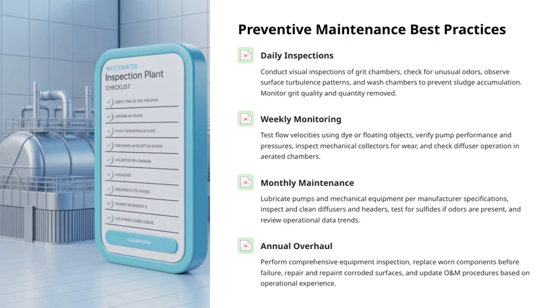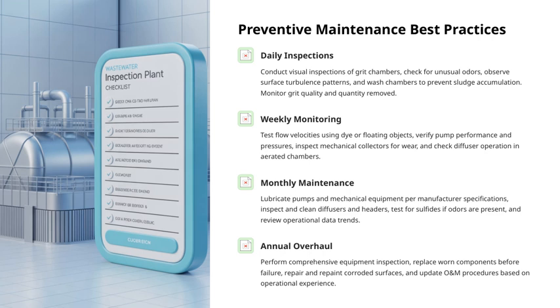And then there's the annual overhaul, which is our comprehensive checkup. This involves inspecting all equipment thoroughly, replacing worn components before they fail, and repairing any surfaces that have corroded. Repainting helps protect against further corrosion, and updating our operation and maintenance procedures based on what we've learned keeps us ahead of potential problems.